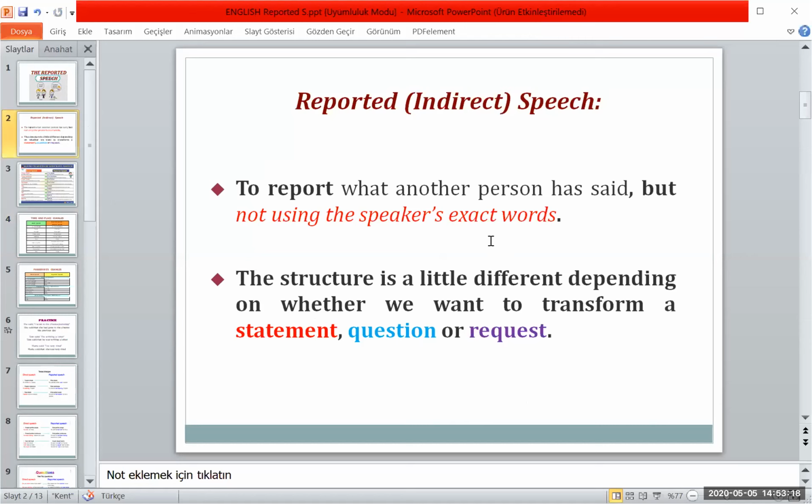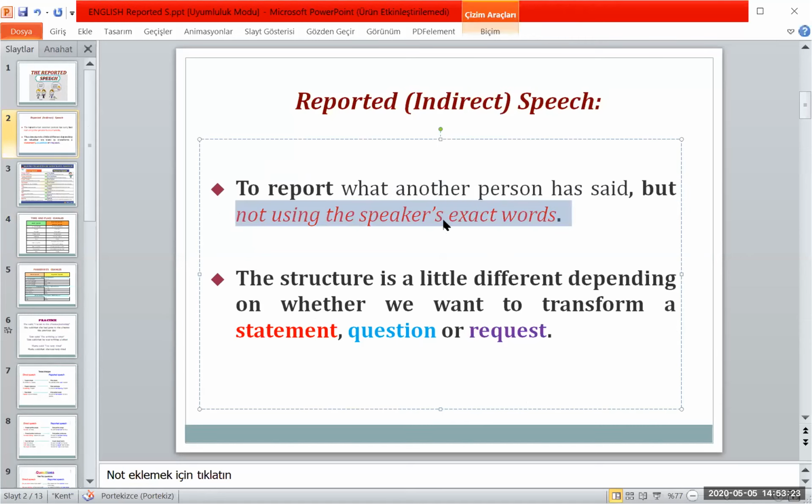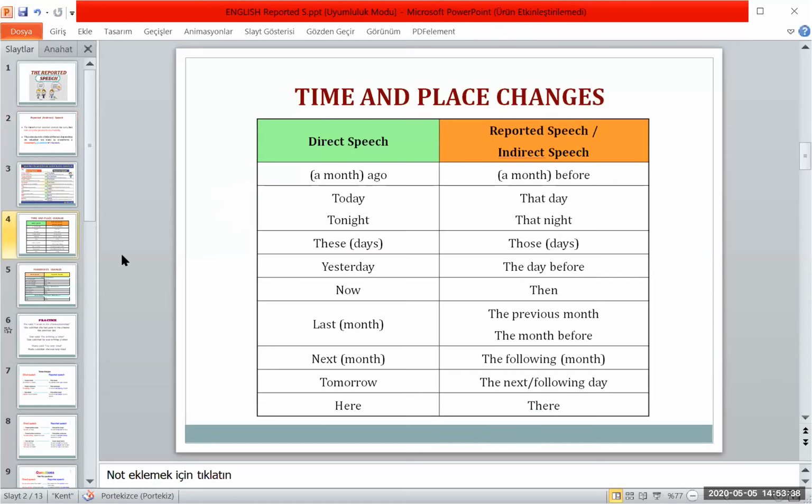Remember the rule: not using the speaker's exact words. We are able to use reported speech. We are able to report their sayings, their sentences, not using the exact words. Pay attention to this. Okay. "Next month" becomes "the following month" in reported speech. "Tomorrow" becomes "the next day" or "the following day" in indirect speech. "Here" will be changed into "there" in indirect speech.